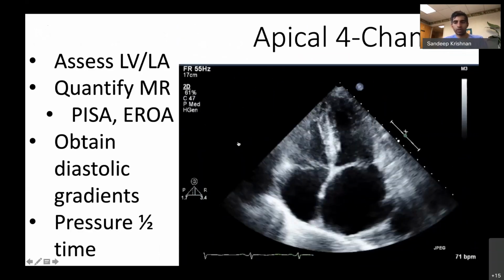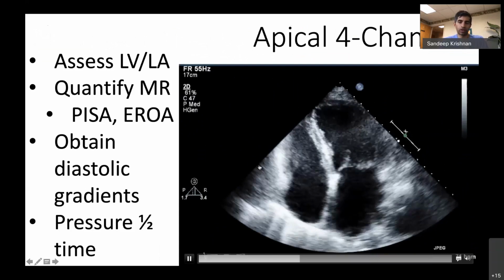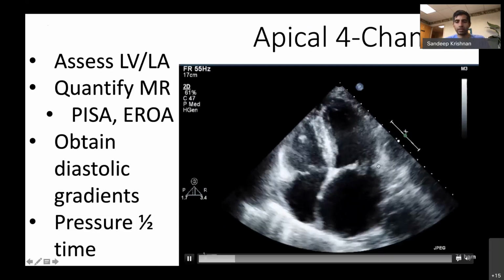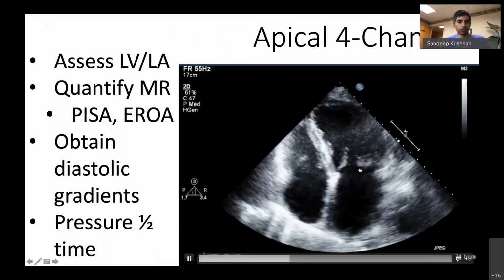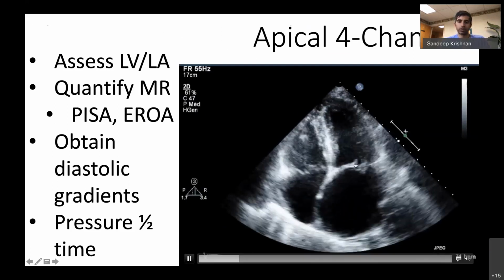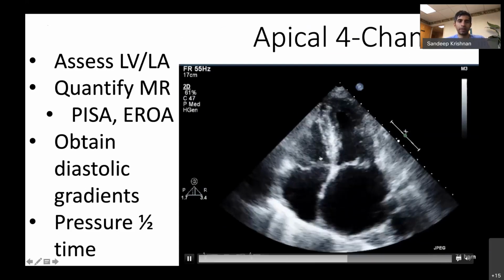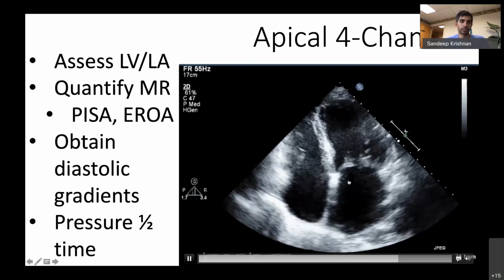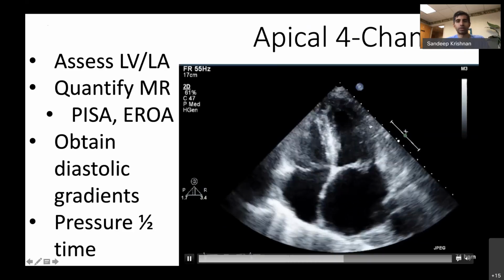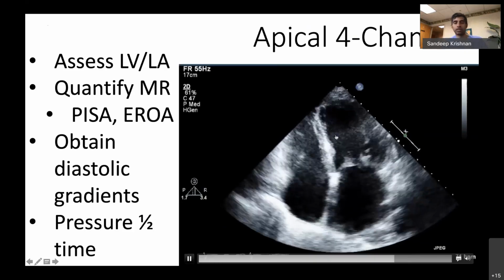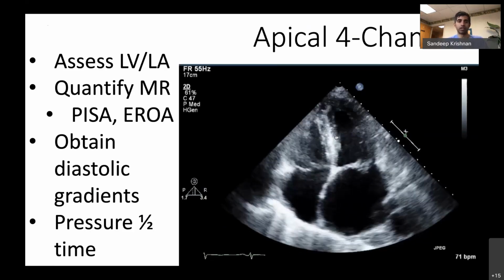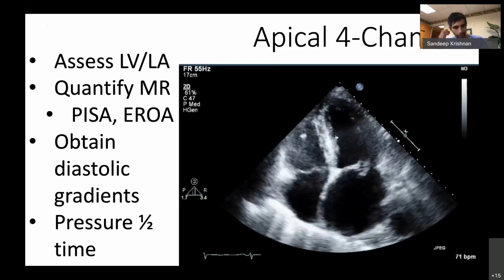So in the apical four-chamber here, this is the exact same echo we saw two or three slides ago in the parasternal long axis view. Now you can see that posterior prolapse or flail or whatever was going on here. Now we actually see this flail portion of the leaflet, so this explains why we see that large eccentric jet. But hopefully we picked up on this before we even get to this apical four-chamber view. This is very important for a lot of things. It's kind of a workhorse view. We're going to be assessing the size of the left atrium, the size and function of the left ventricle. This is where we quantify the MR by PISA and EROA, and where we can obtain diastolic gradients and pressure half-time.